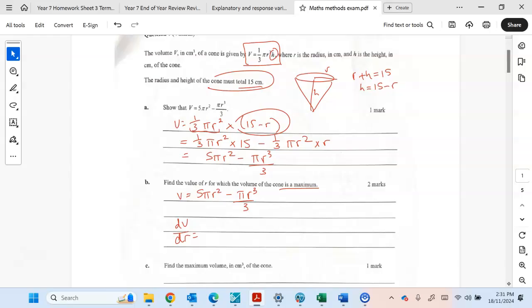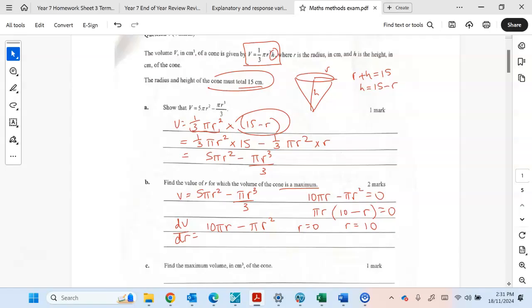All right, so finding dV/dR, so the derivative with respect to R, so that's going to be 10 pi R, and this is going to be, those 3's will cancel out, so it's just going to be pi R squared. All right, so we let that equal 0. Minus pi R squared, let it equal 0. We can take out pi R as a common factor. So I'm left with 10 minus R. So that means R is either equal to 0 or R is equal to 10.